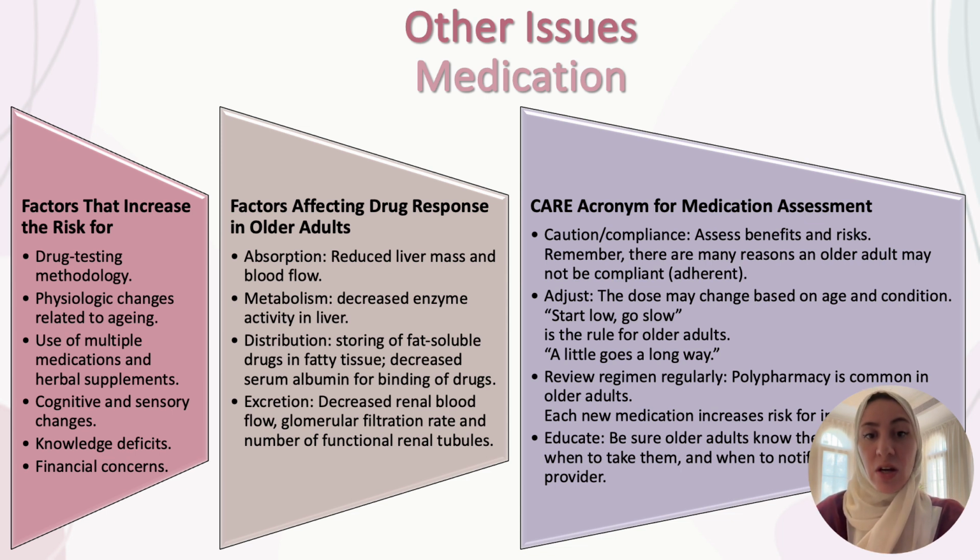There are factors affecting drug response in the older adult. The first one is absorption, which is affected by reduced liver mass and blood flow. Then we have metabolism, which decreases enzyme activity in the liver. The third one is distribution or storing of fat-soluble drugs in fatty tissues, and decreased serum albumin for binding of drugs. And the fourth one is excretion: decreased renal blood flow, decreased filtration rate, and a decreased number of functional renal tubules available.